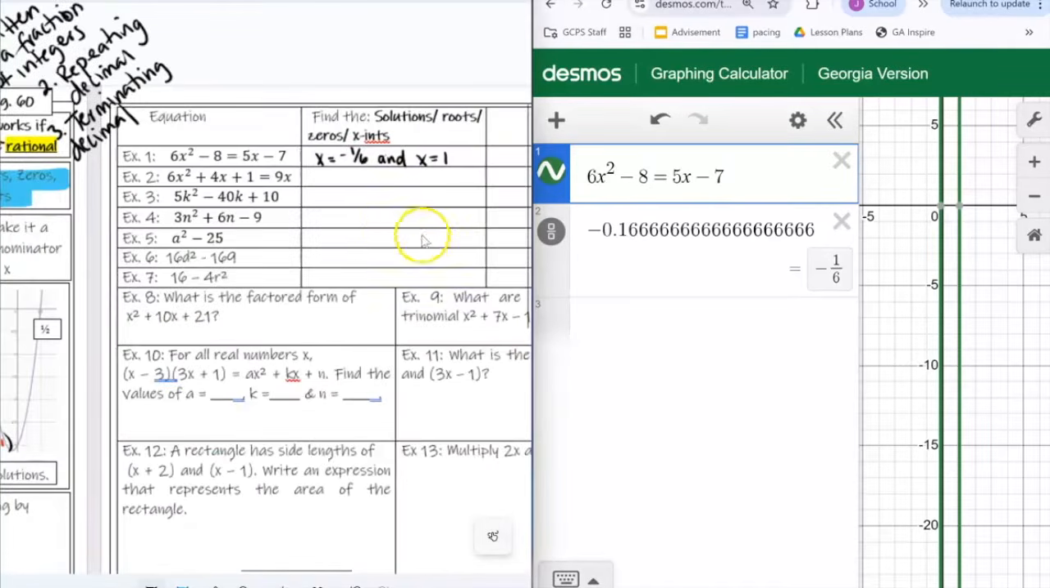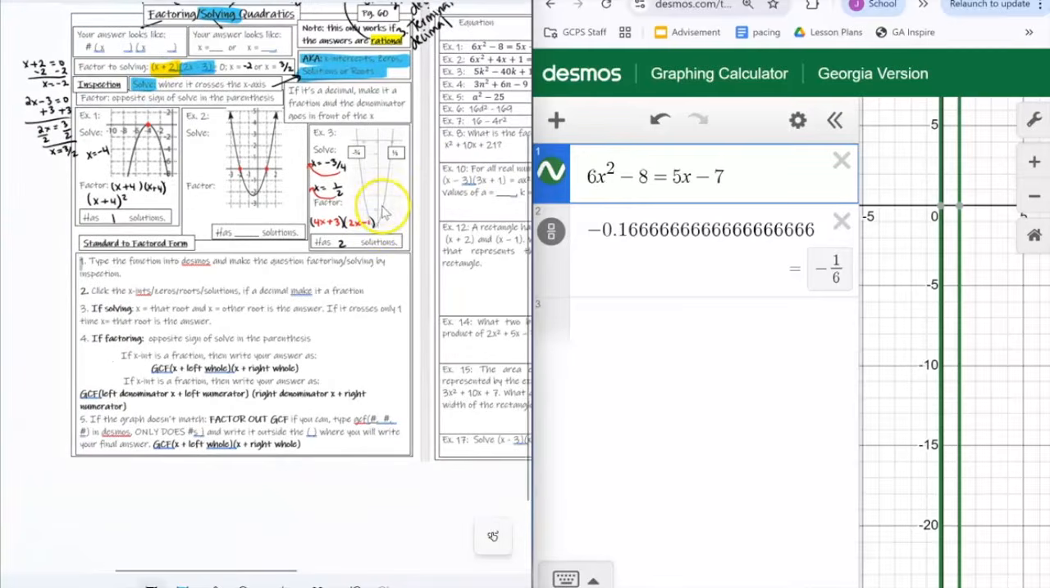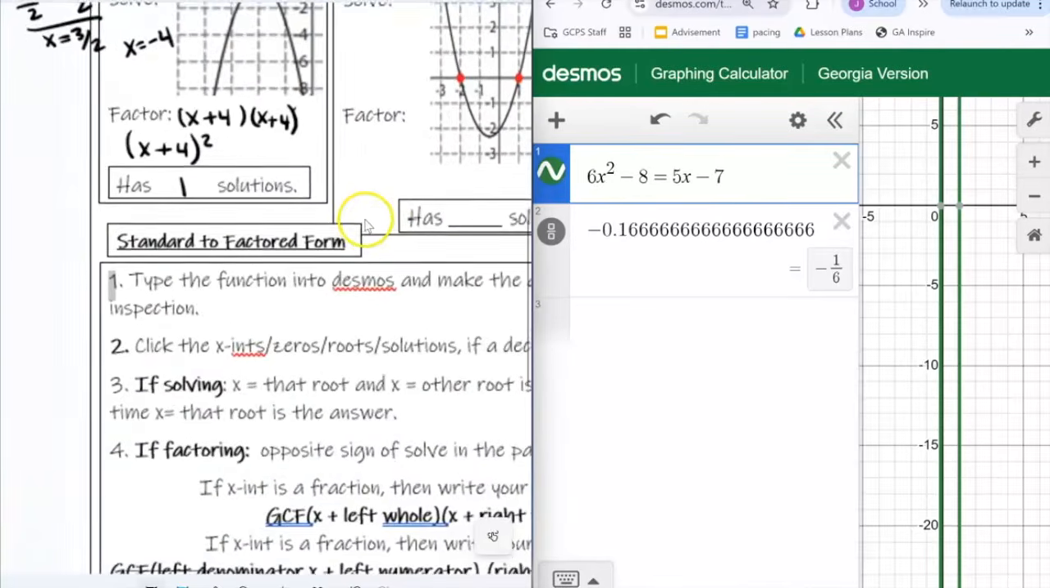All right, now that is if you're looking for your solutions. Now I want to write my factored form.